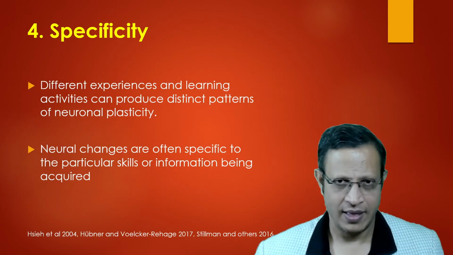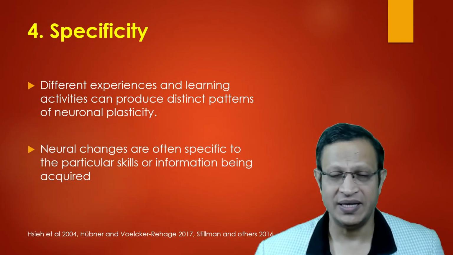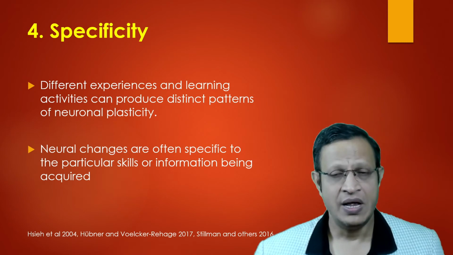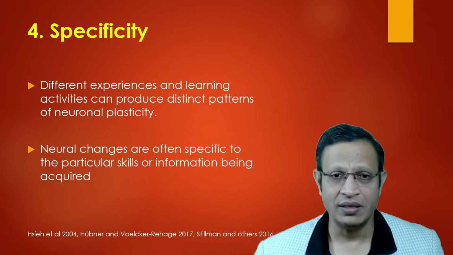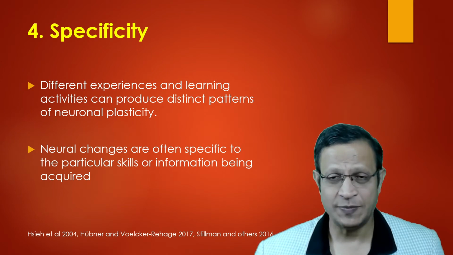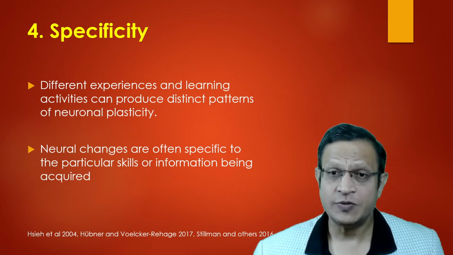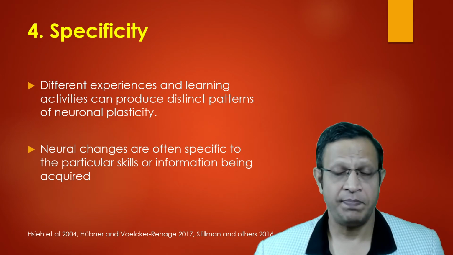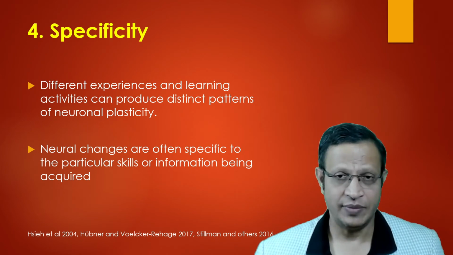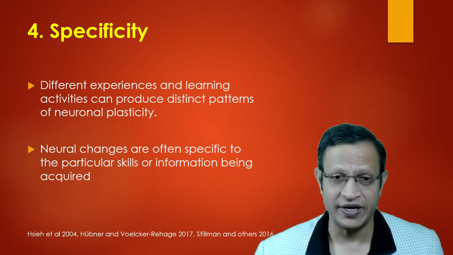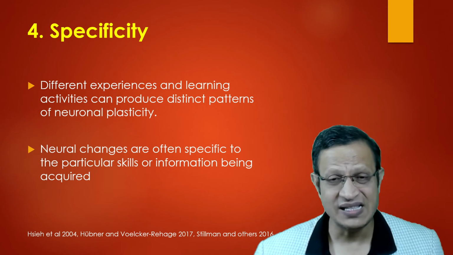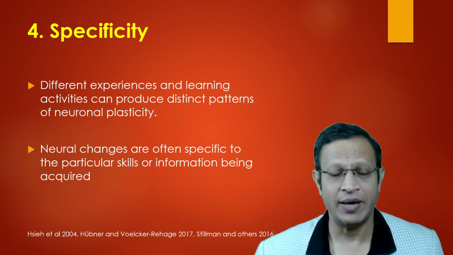So, you need to understand that the more a person practices, especially with regard to learning and memory, it becomes consolidated and stronger. The next, fourth principle is specificity. Different experiences and learning activities can produce distinct patterns of neuronal plasticity. That means if you want to teach a person a specific skill, a specific practice has to be done. Neuronal changes are often specific to the particular skills or information being acquired. That means you need to know what skills need to be trained in neurorehab, and it will be very specific to that.